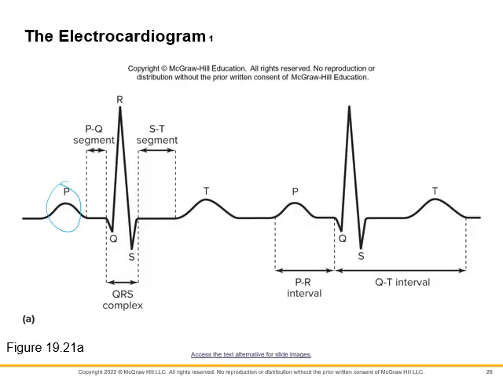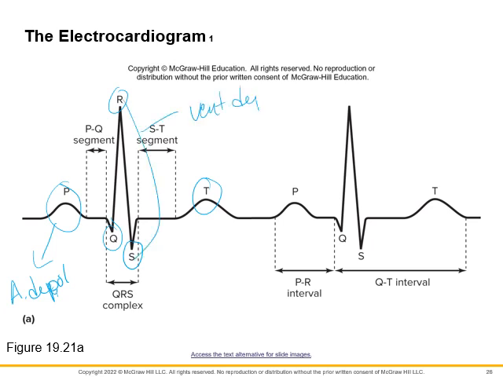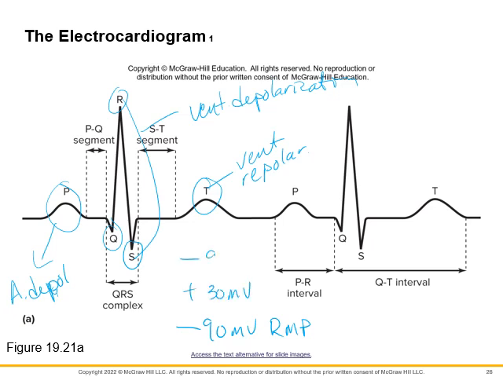Here's our P. Here's our QRS, and here's the T. So we said this is atrial depolarization. This complex is ventricle depolarization. And this one is ventricle repolarization. Basically, if we're talking about cardiac muscle cells, did we say they start at -90 millivolts resting membrane potential, right? Goes up to +30, and then when it does repolarization, it goes back to -90.